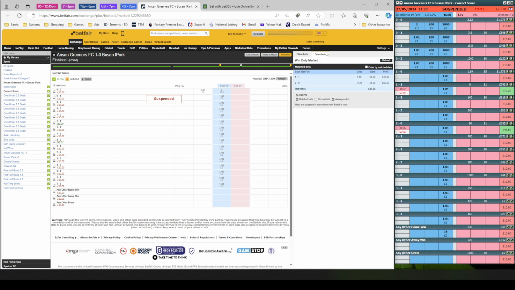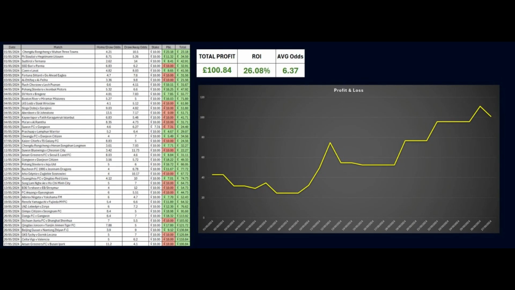So just before I go, I'll share my profit and loss for the full month of May, using only the Leap of Fortune strategy. I traded 42 selections, batting at average odds of 6.37 with an ROI of 26.08%. This gives a profit for the month of £100 and 84 pence. On £10 stakes, you're not going to get that sort of return from the bank.